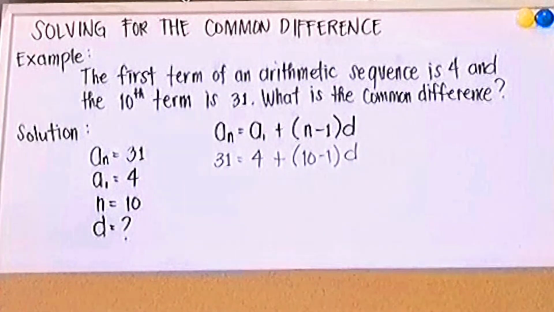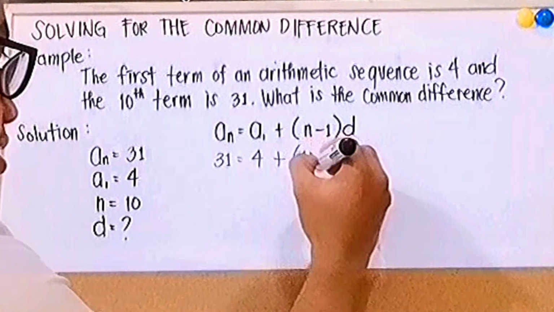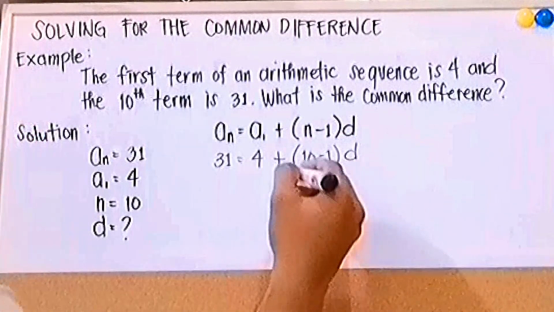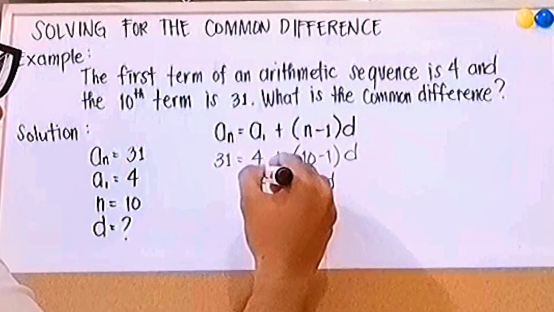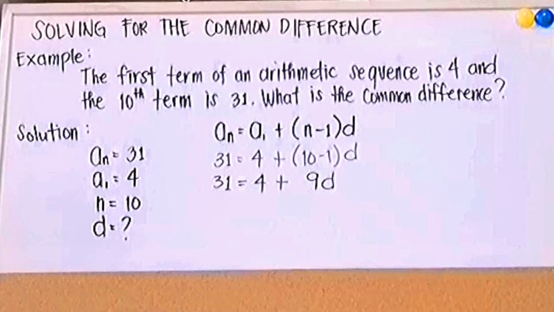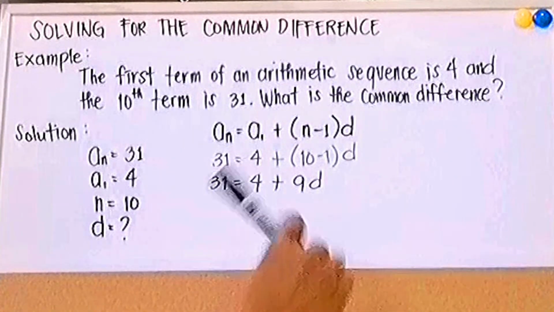And again, by using PEMDAS, we first solve the values inside the parentheses. 10 minus 1 is 9. Times d, that will be 9d. Then copy everything that is left. Next, to separate those numbers with variables and without variables, we apply addition property of equality to cancel out 4 on the right side.